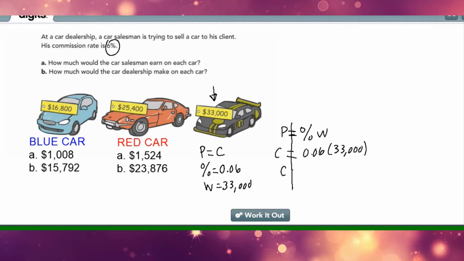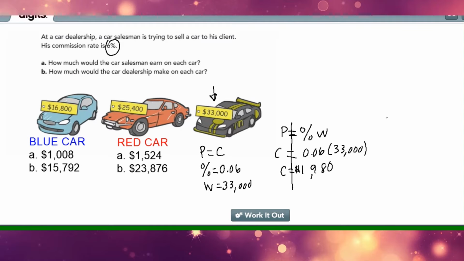So I'm going to go ahead and substitute all of that information into the equation. Since my variable is already isolated, all I have to do is multiply these two numbers. I get 1,980. And 1,980, remember, that represents how much commission the car salesman would earn.